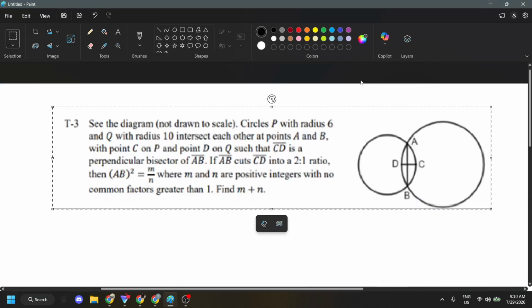So see the diagram now drawn to scale. Circle P with radius 6 and Q with radius 10 intersect each other at points A and B, with point C on P and point D on Q.